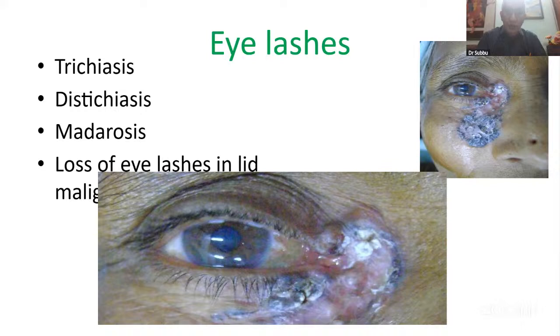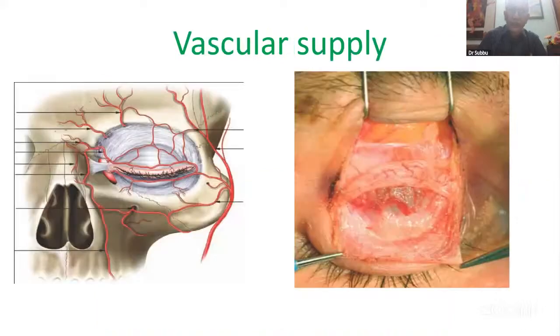There could be madarosis. But the most important thing, whenever you are seeing a tumor of the eyelids, loss of eyelashes in the lid margin points towards malignancy. This happens because the tumor is involving the lid follicles. The eyelid follicles drop off. If you see this patient with basal cell carcinoma, here you can see that there are no eyelashes. They are all lost. This indicates that apart from the ulceration, irregularity, and all these things, loss of eyelashes is also a very important point that shows that this can be a case of a malignant tumor.